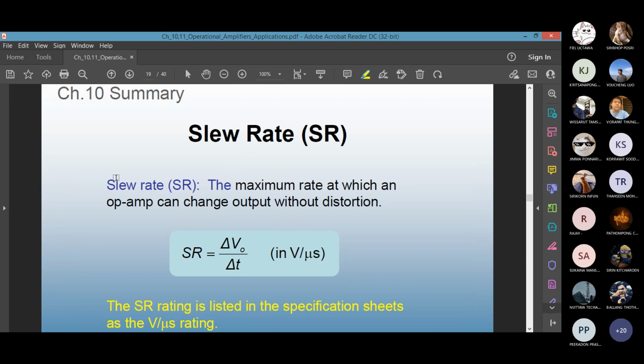Slew rate was the next parameter, sometimes shortened as SR: the maximum rate at which the op-amp can change the output without distortion. So delta of output voltage over delta T. Delta V is the difference of two levels of output voltage, and delta T is the time difference during which that is happening. And this output change has to take place without distortion.